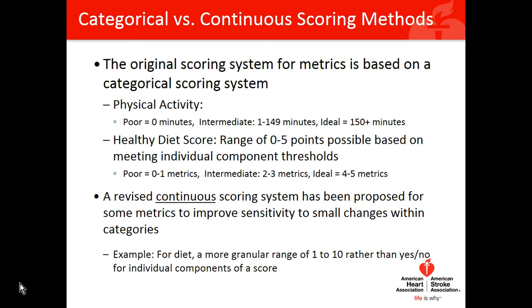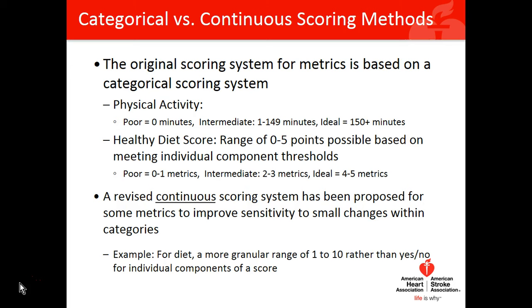Similarly, in the healthy diet score, the metrics that I reviewed are categorized in a dichotomous yes-no fashion of whether or not the individuals meet the threshold for the 5 components: fruits and vegetables, whole grains, fish, sodium, and sugar-sweetened beverages, and the number of components they attain are categorized according to poor, intermediate, and ideal. Again, this type of assessment is limited in the sensitivity to change.